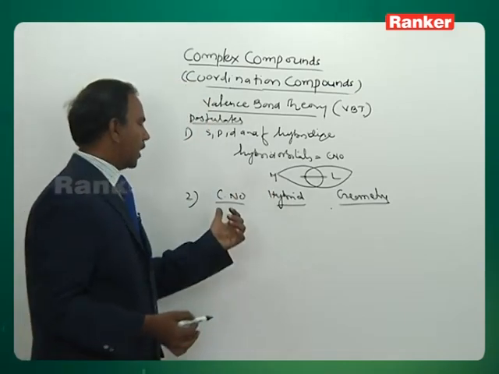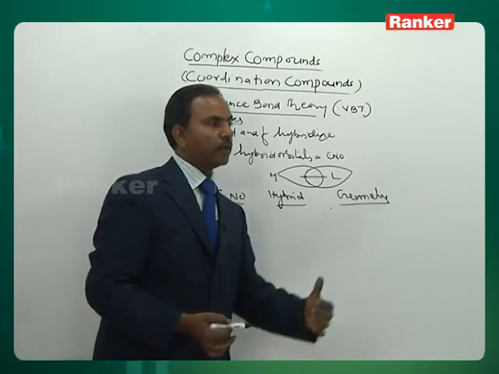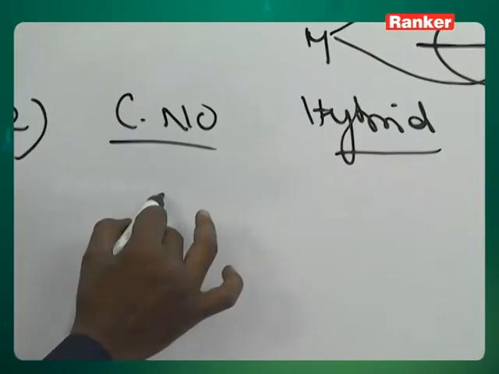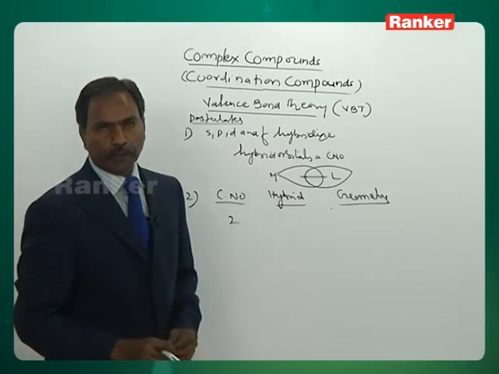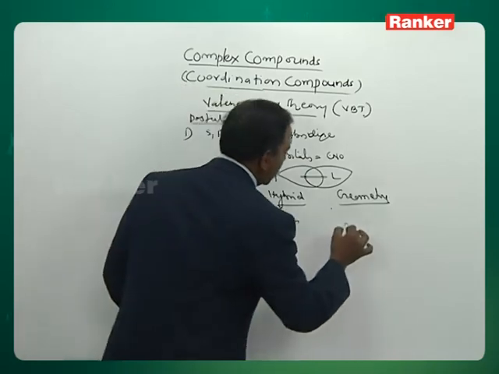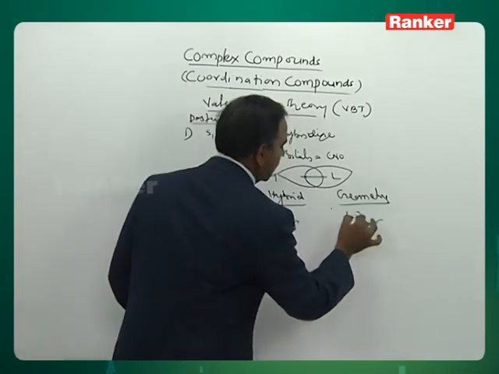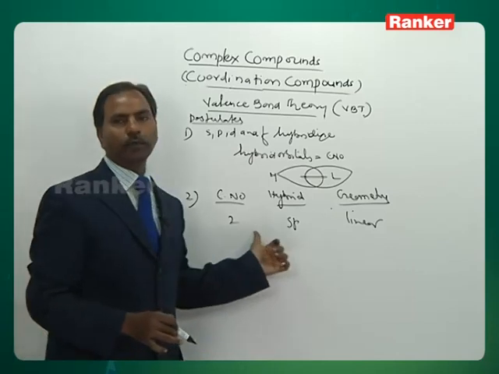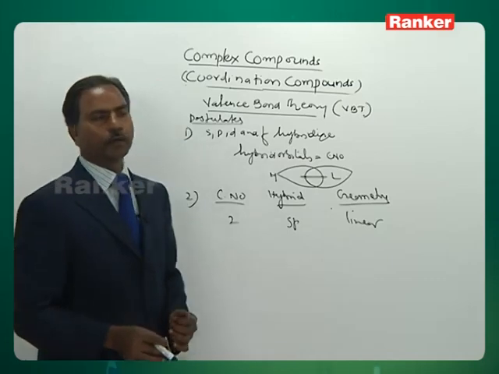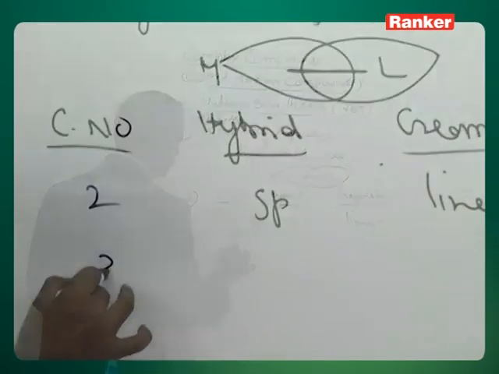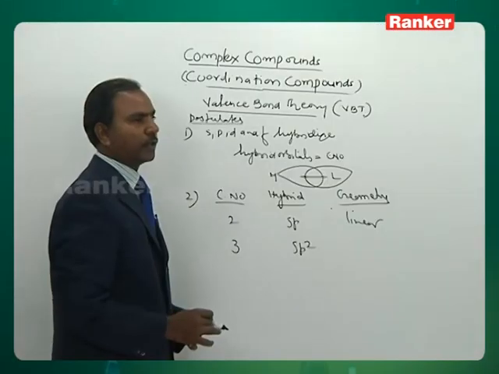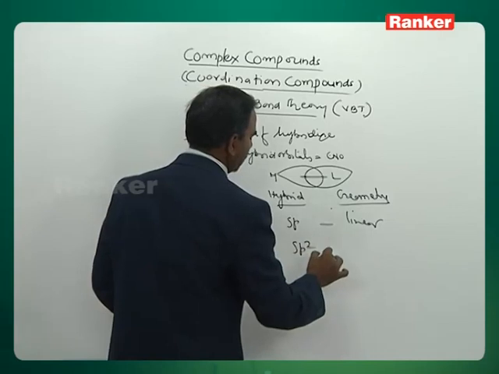So a table is there, with the coordination number, hybridization and geometry. A small table. Let us make the same table now. Consider coordination number 2, well known to you. Then it is sp hybridization, and the geometry comes out to be linear. Consider coordination number 3, which is sp2 hybridization, and the geometry is trigonal planar.